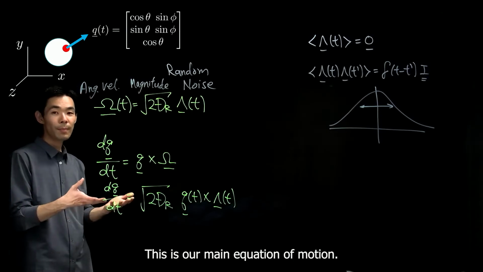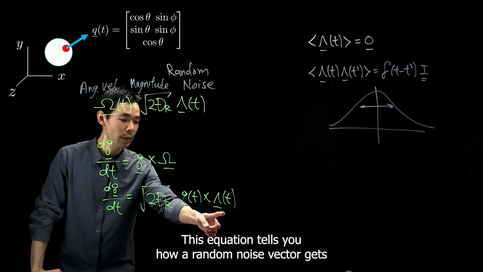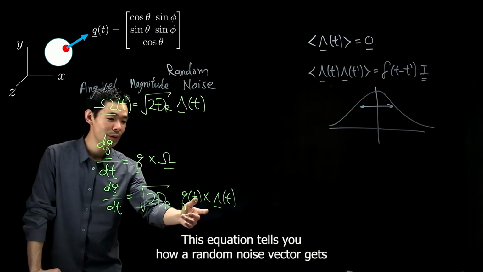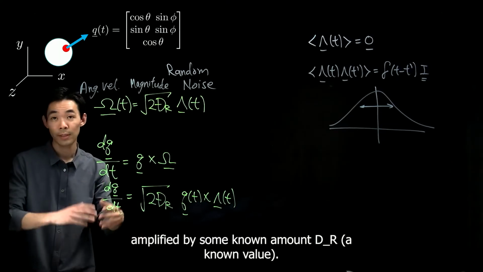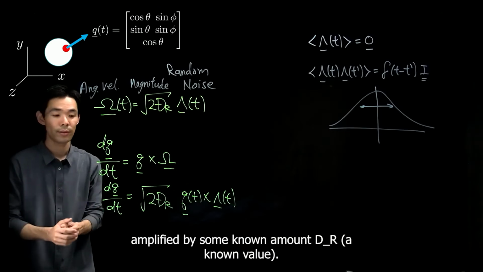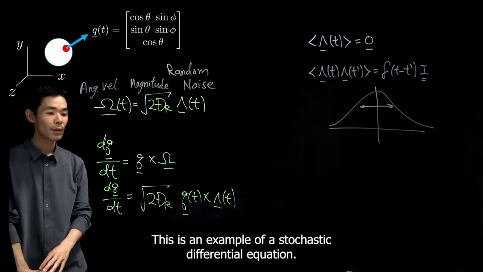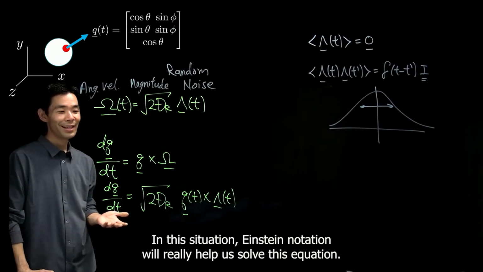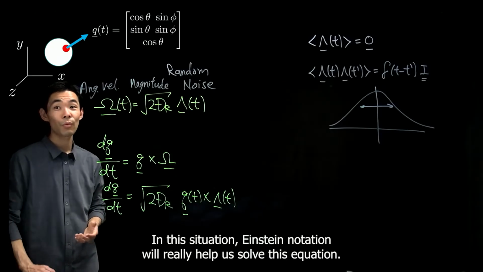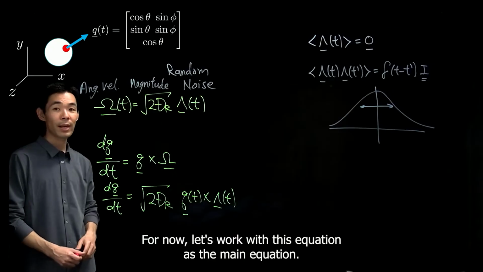And this is our main equation of motion that will tell you how a random noise vector gets turned and applied onto an orientation vector q, amplified by some known amount, so dr is a known value to you, and gets changed by the time rate of change of the orientation vector q. So this is an example of a stochastic differential equation. And in this situation, Einstein notation will really help us solve this equation. So for now, let's just work with this equation as the main equation.